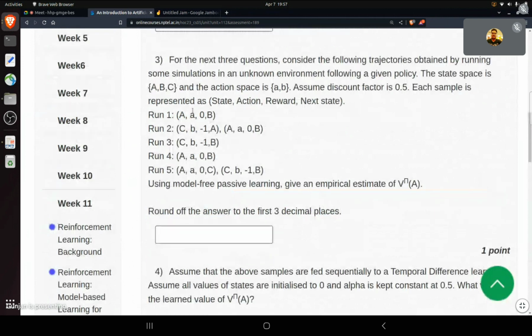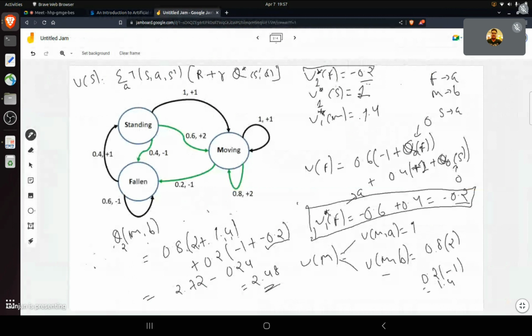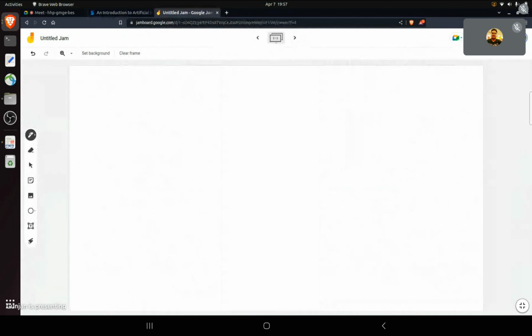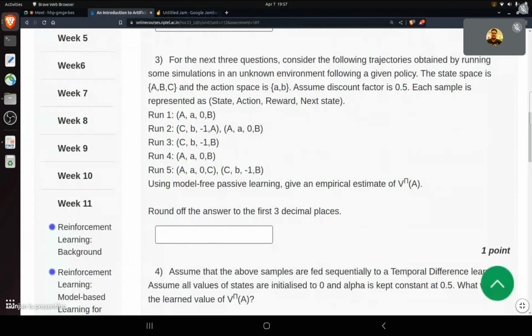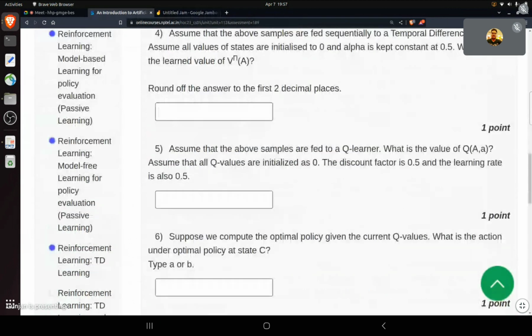So then you have to draw a table similar to this, and then just keep on calculating the equations, just like we have done here. There you will calculate the TD equations, and you might get the answer.